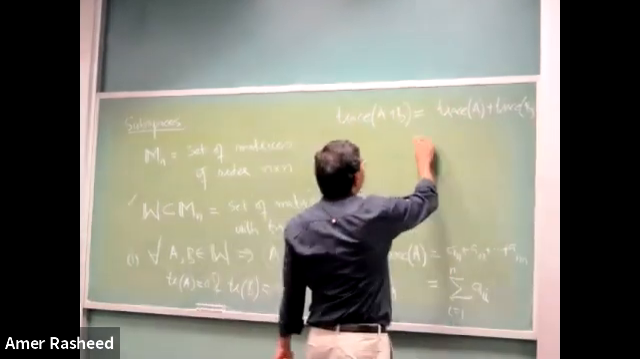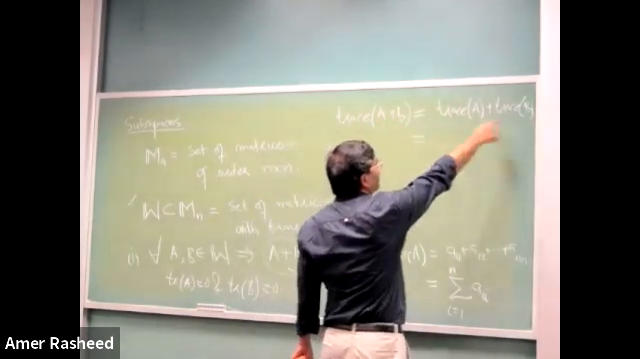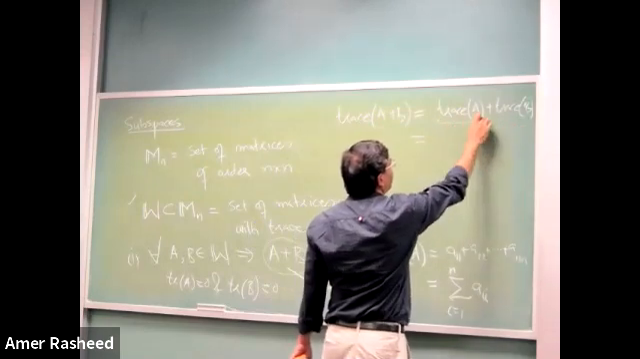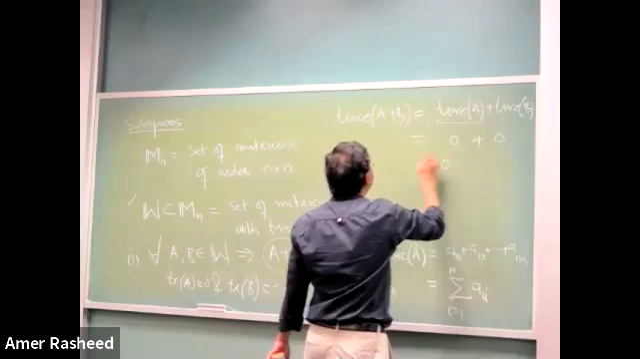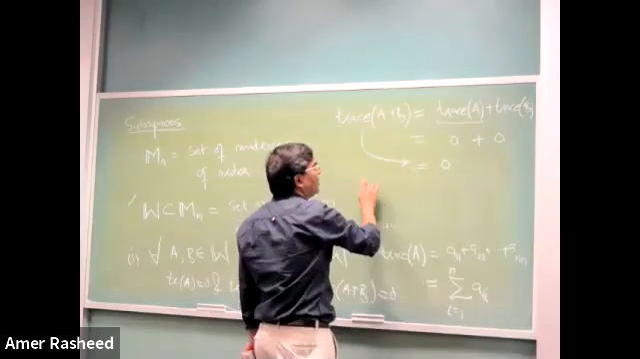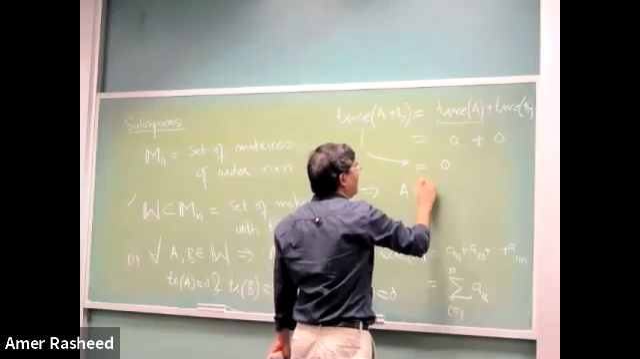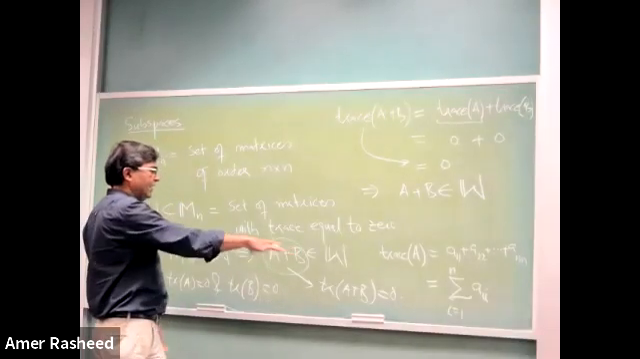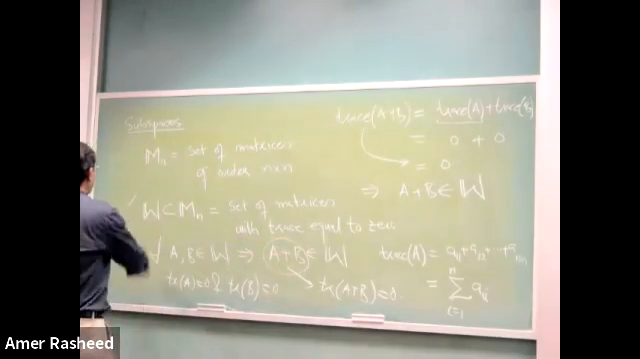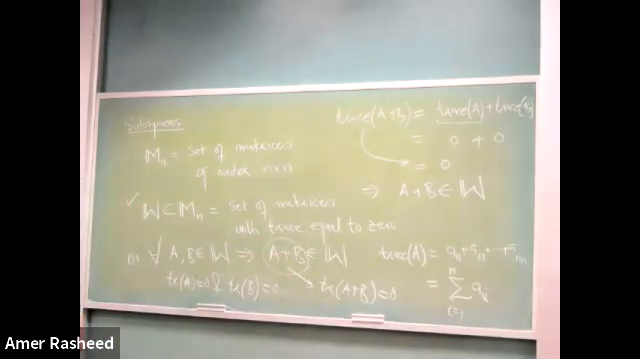Now, if the trace of A plus B is equal to trace of A plus trace of B, then we know that the trace of A is already 0 plus the trace of B is already 0. It means that the trace of A plus B is 0. What does this mean? A plus B belongs to W, because its trace is equal to 0. All the elements in W have trace 0. So now we can say that the closure property under addition holds for the elements of W.